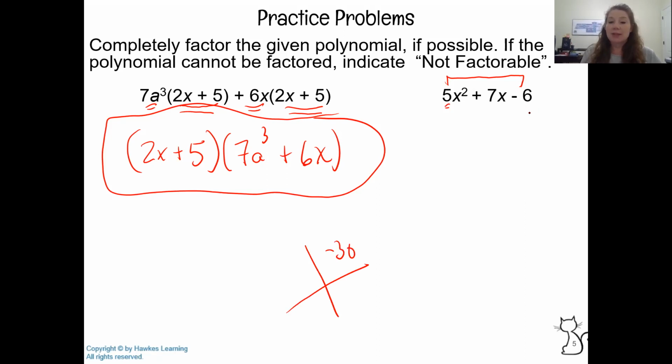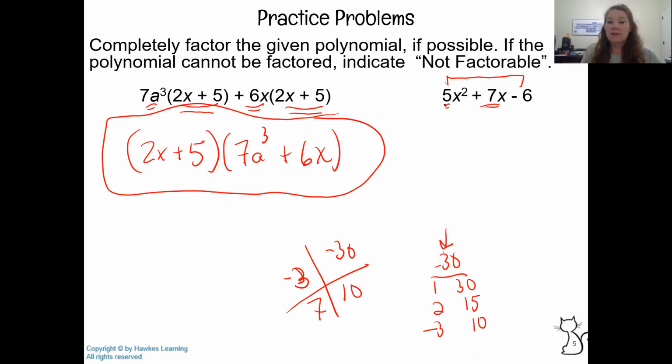So since we're doing the AC method, we want 2 numbers that multiply to give me -30 and add to give me +7. Well, the factors of 30 are 1 and 30. I can't get 7 from those. 2 and 15. I can't get 7 from those. 3 and 10. Could I get a +7 from those? Well, if I had -3 times 10, I would get -30. And if I have -3 plus 10, I would get +7. So those are our 2 numbers, right?